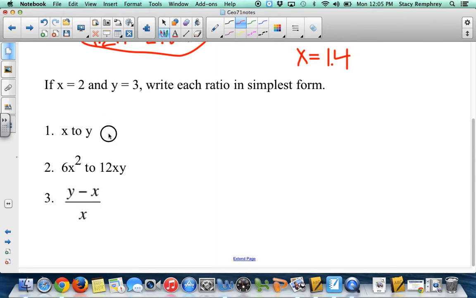Over here, this is pretty easy. 2 to 3. In this one, you could reduce the numbers and the variables. You could reduce this down to x to 2y using algebra. And then you could plug in what you have. So the x is 2, the y is 3. So 2 times 3 makes this 6. Gives me my final answer of 1 to 3.